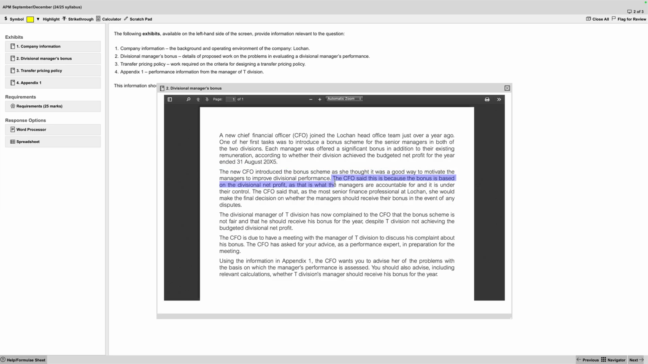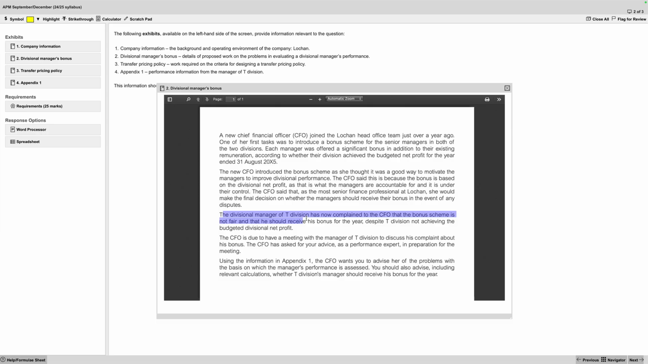The CFO said this is because the bonus is based on divisional net profit. And you should immediately be thinking, well, not really, it could be demotivating if I don't control it all, as that's what managers are accountable for and is under their control. So maybe, okay, if it is under their control, maybe some of it's under their control, some of it isn't. The CFO said that as most senior professional at Locken, she would make the final decision.